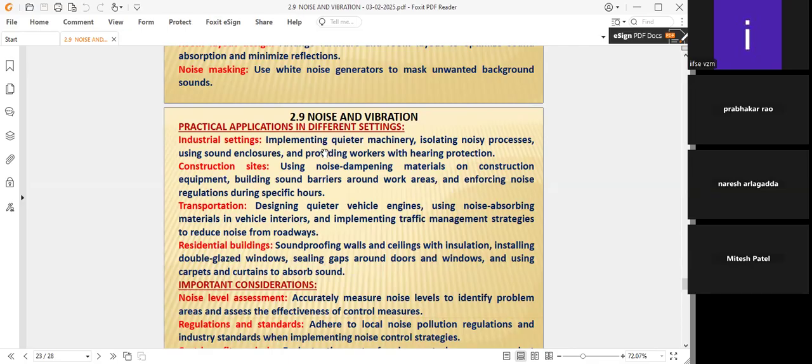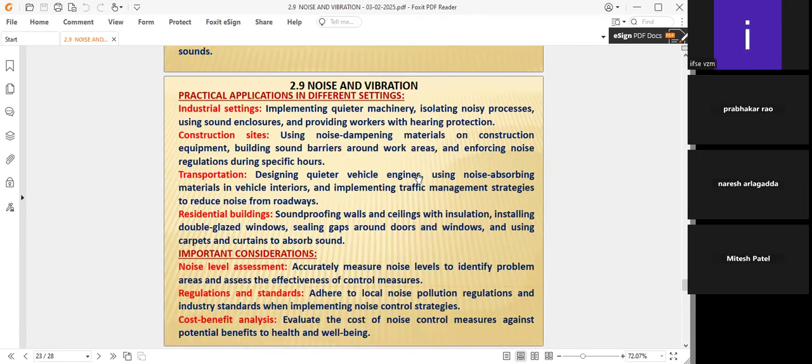If you take the industrial setting: implementing quieter machinery, isolating noisy processes, using sound enclosures, and providing workers with hearing protection. These are the industrial setups. In the construction site: using noise dampening materials on construction equipment, building sound barriers around work areas, and enforcing noise regulations during specific hours. These are the construction measures we have to apply in various settings to reduce the noise levels and protect workmen safety also.